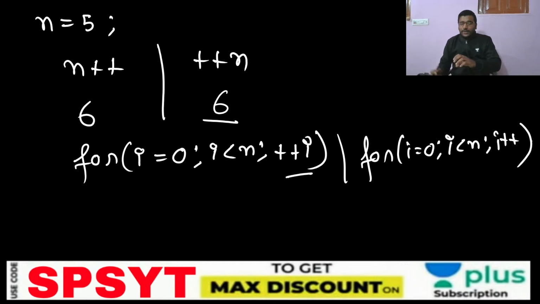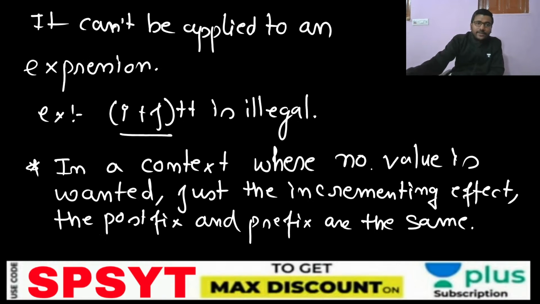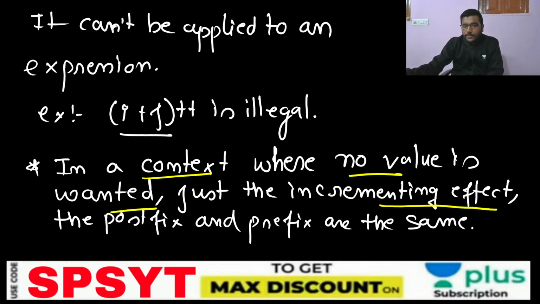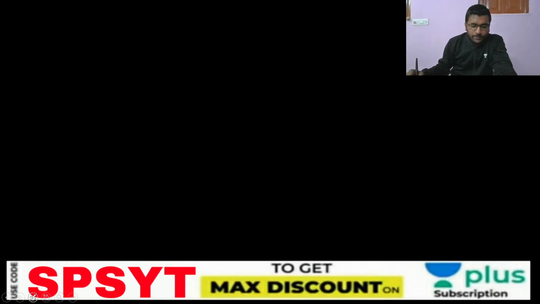See, here we are not using the value in any assignment, so the expression value is going to be I. Here also it will execute as I plus 1, here also it will execute as I plus 1. So I plus 1 is going to increment by 1. In a context where no value is wanted, you just want the increment effect, so postfix and prefix are the same. Okay, understood. Now we generally use postfix and prefix in some code.